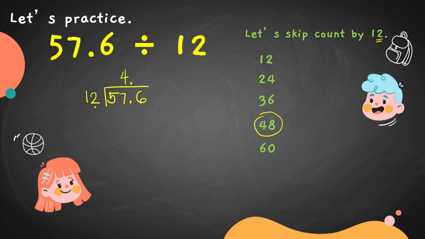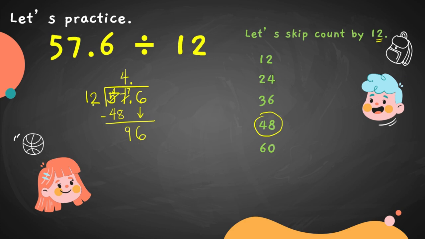4 times 12 is 48. So, 48. The next one is subtract. So, we have 57 minus 48. 7 minus 8 cannot be. So, magbaborrow tayo sa 5. 5 will be 4. And then yung 7 will be 17. 17 minus 8 is 9. And then 4 minus 4 is 0. And then next is bring down 6.